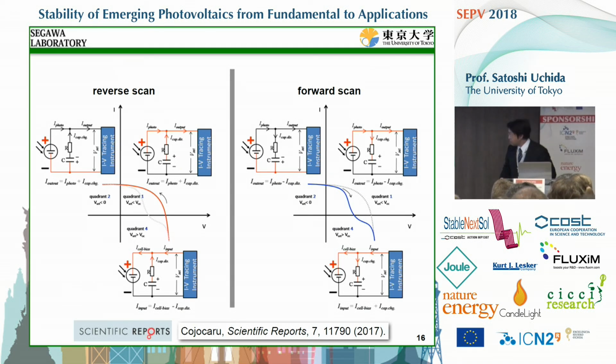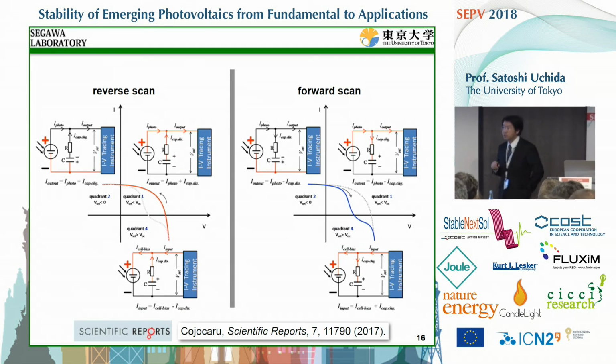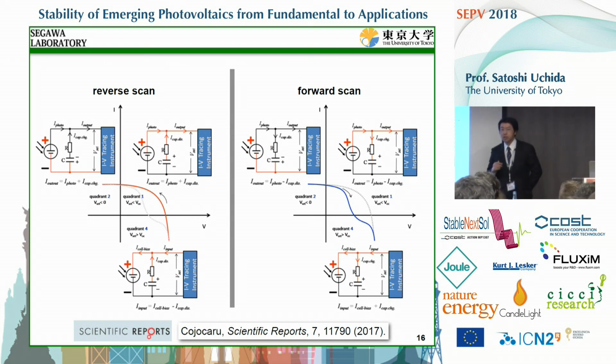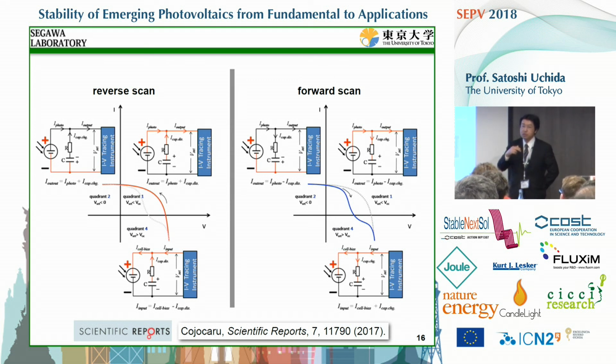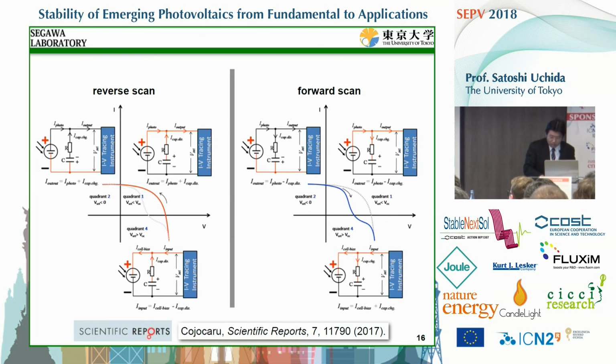Last year, at the same conference, I already showed that the hysteresis mainly comes from the junction capacitance, because during the IV scan, charge-discharge phenomena happen and finally affect the IV shape. And now it's easy to understand.